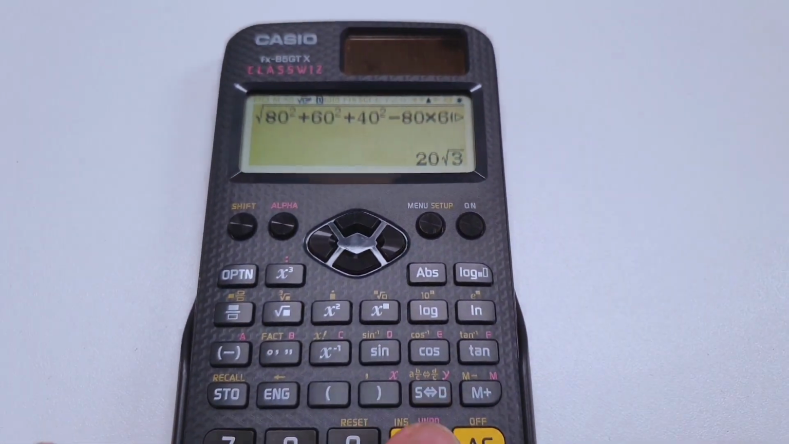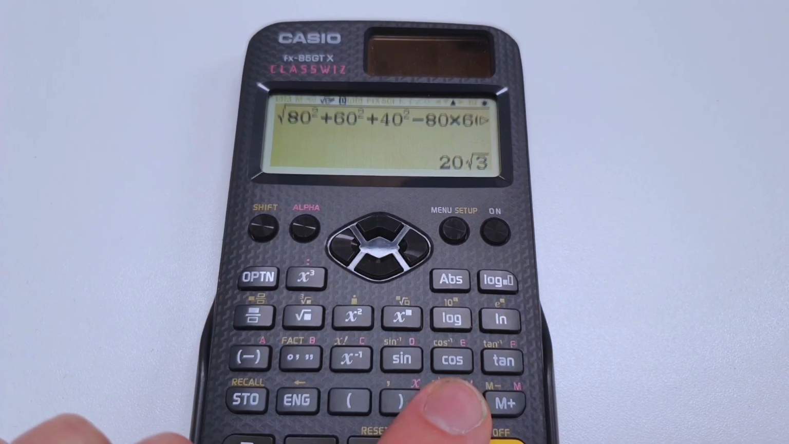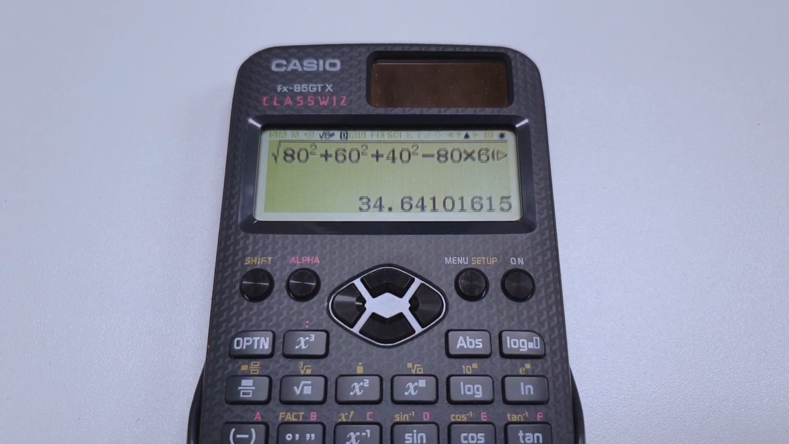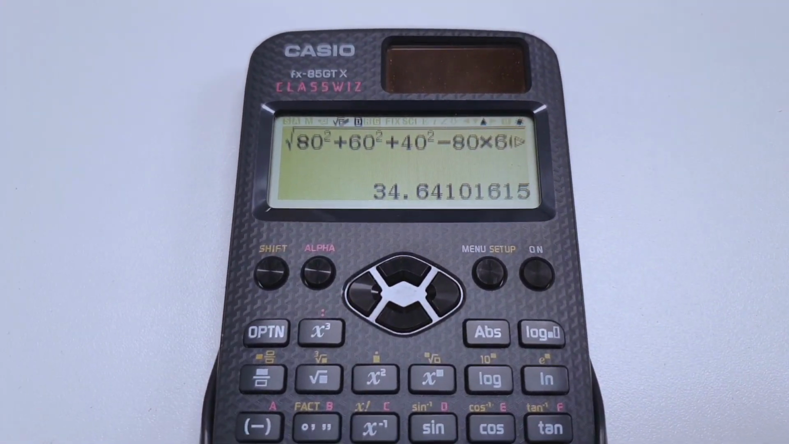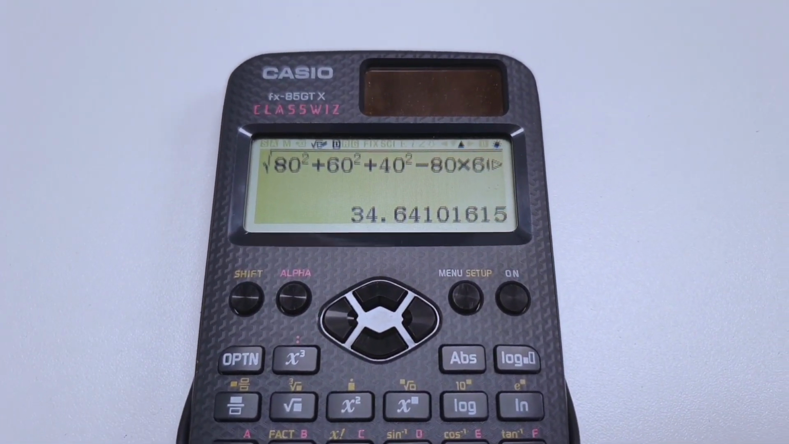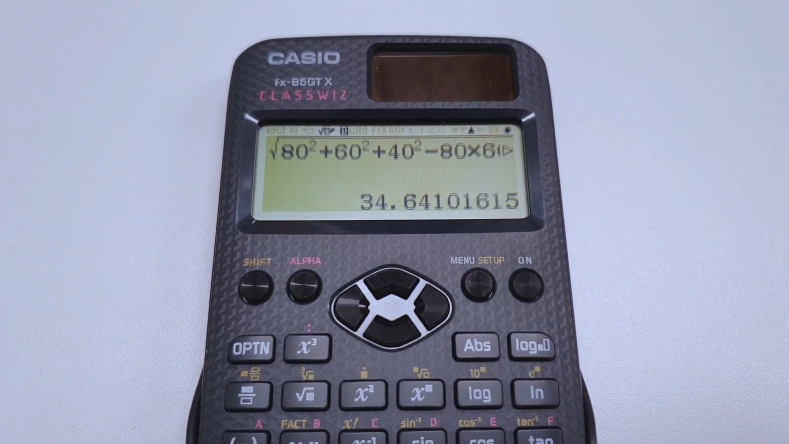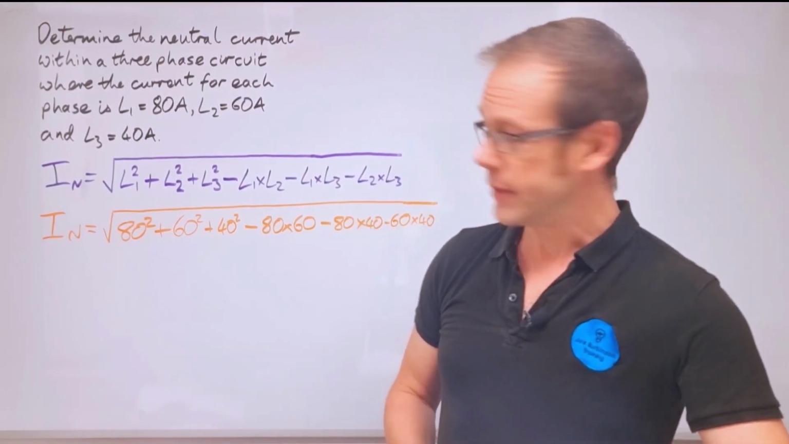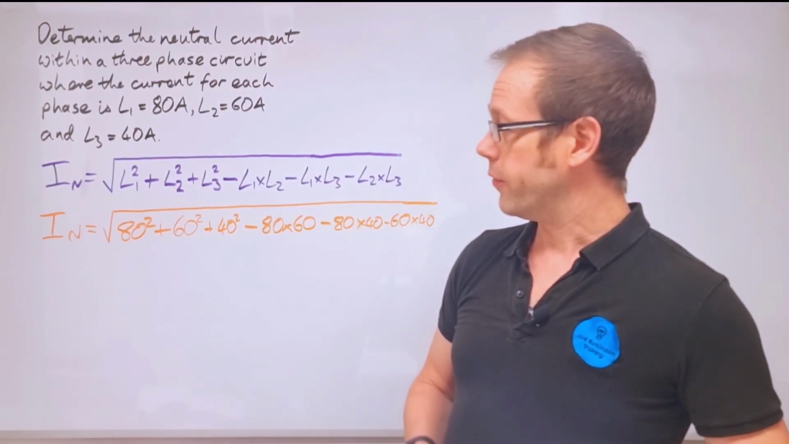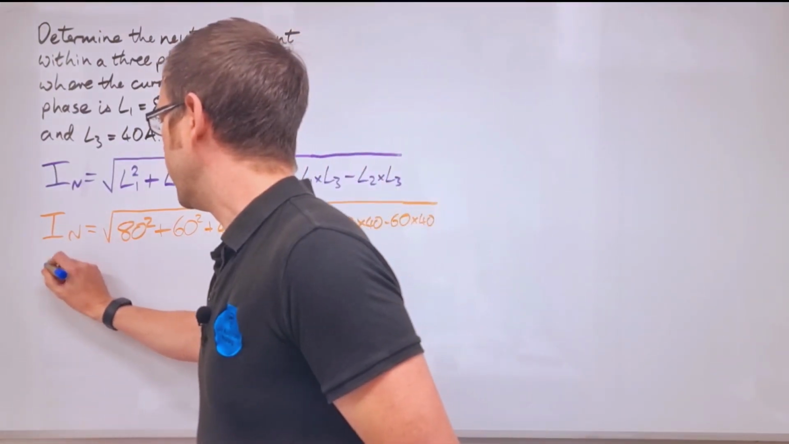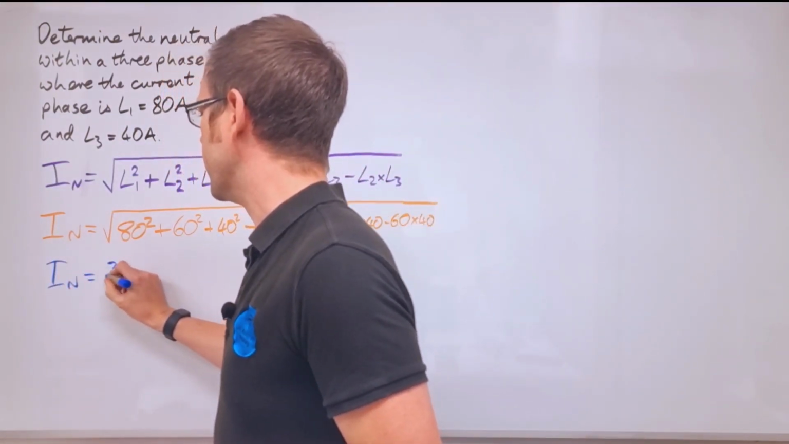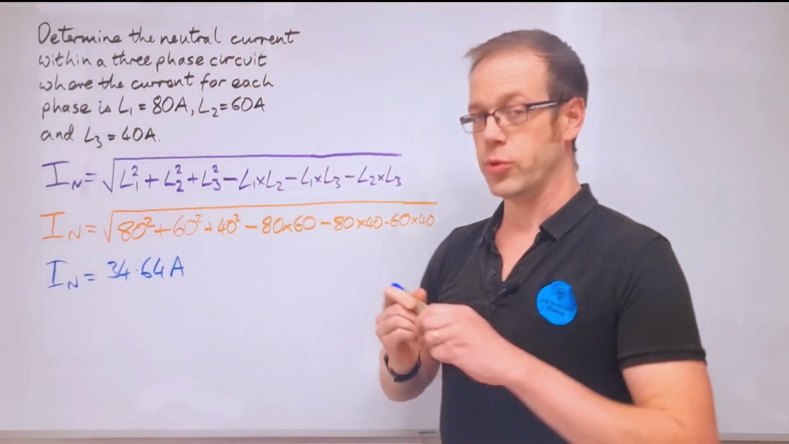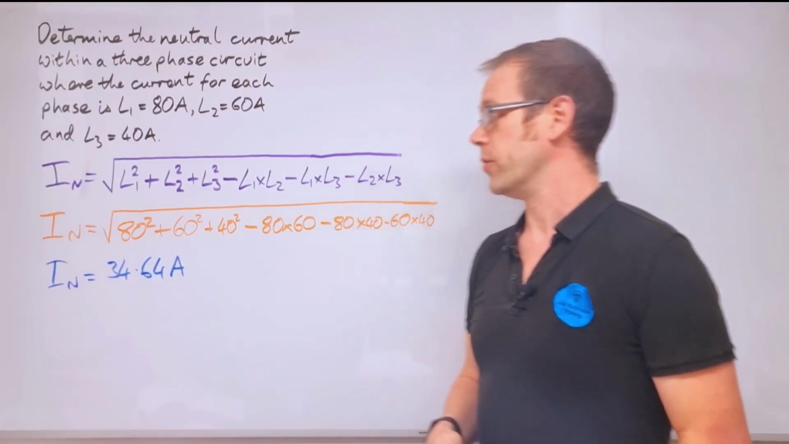And if we press the little SD button down here, see that one there? If we press that button, that will change that into a decimal answer. And you can see there that we've come out with 34 point, I'm going to round that off to 2 decimal places, 64 amps. So 34.64 amps. Okay, so we've got our answer, and the answer is 34.64. So IN in this case is equal to 34.64 amperes, which I'm sure you'll agree is really rather beautiful as a solution.